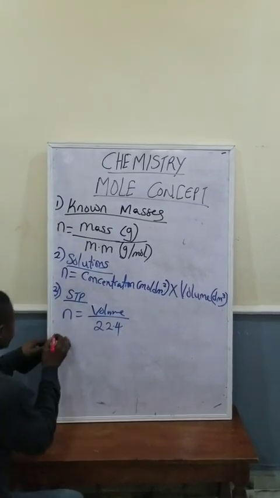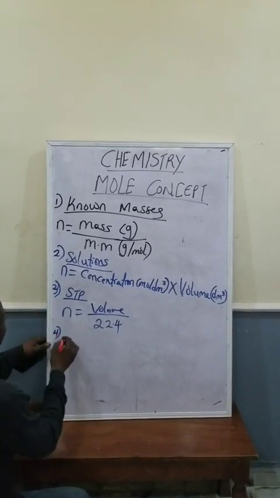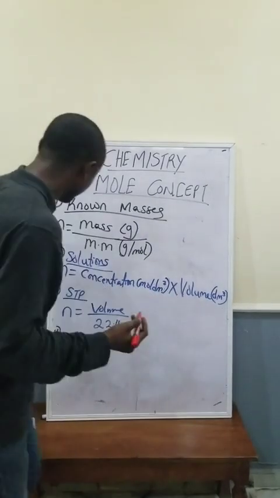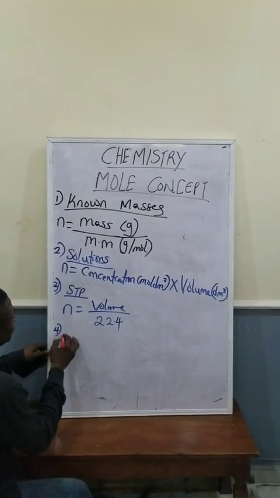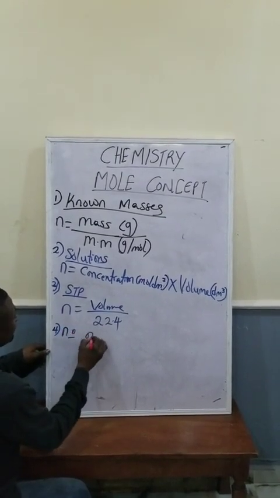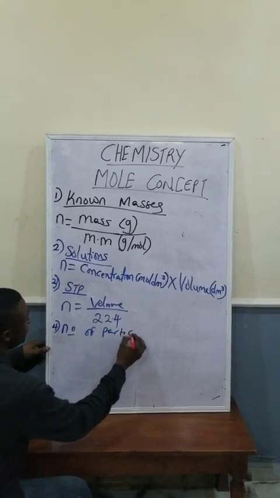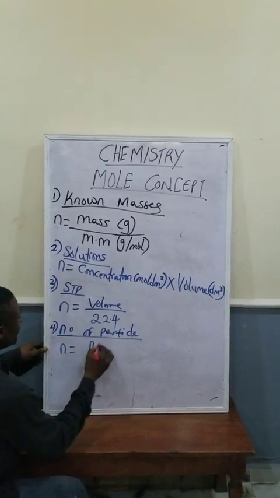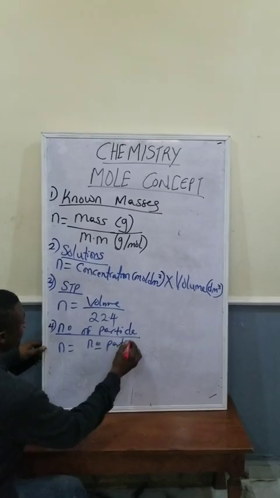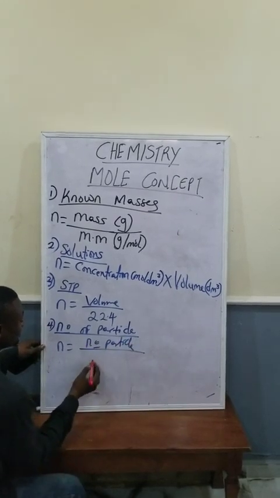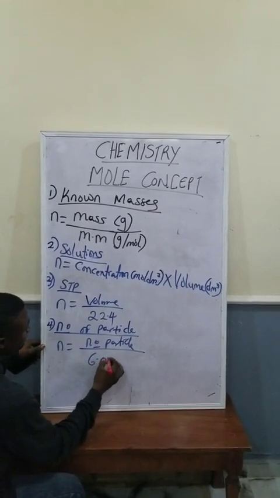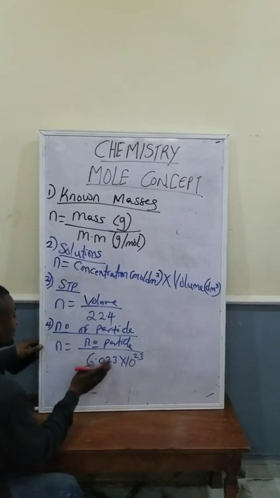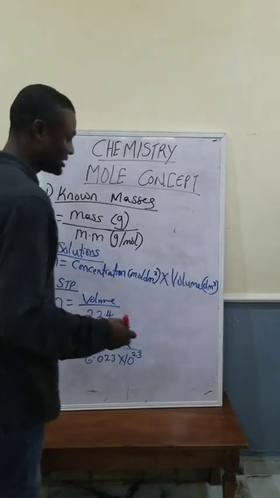The fourth one, when it involves number of particles. When we say number of particles, we simply mean elements, molecules, or atoms. We simply say mole is equal to your number of particles over your Avogadro's constant, which is 6.023 times 10 raised to the power 23. Sometimes you just put it like that. Let's do it like that.